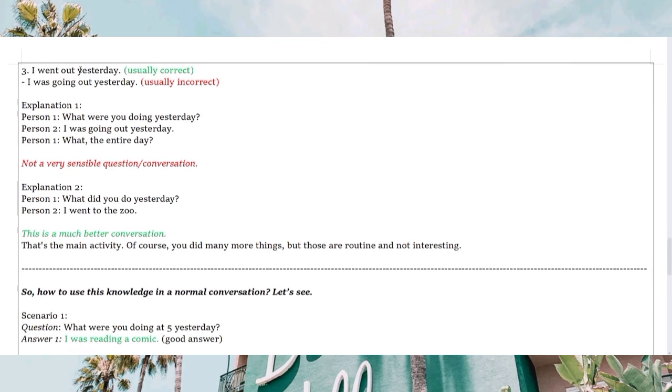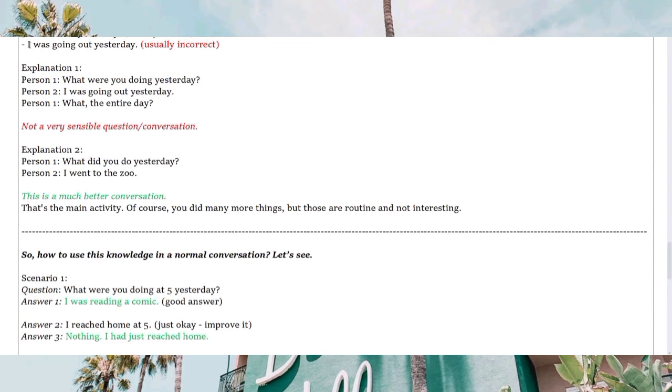Similarly, number 3, I went out yesterday is usually correct. However, I was going out yesterday is usually incorrect. Suppose somebody asks you, what were you doing yesterday? I was going out yesterday. What, the entire day? How many times can you go out? Doesn't make much sense. So it's not a very sensible question. It's not a very good question. It's not a good conversation.